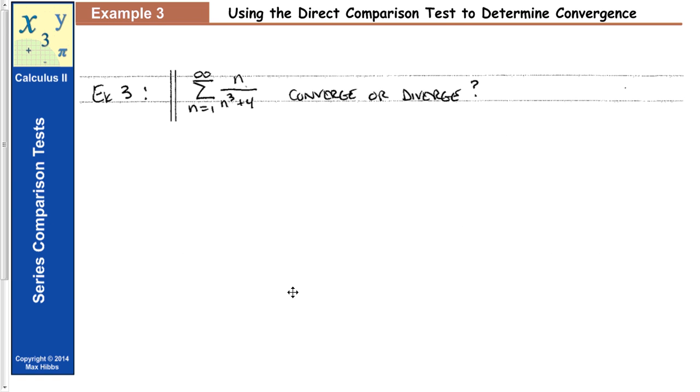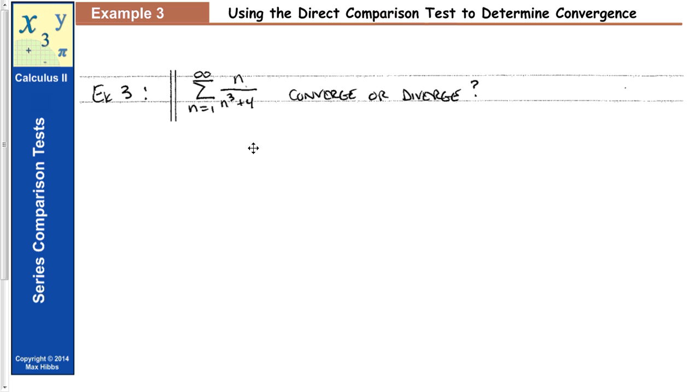Let's determine here, we're asked to determine the convergence or divergence of the series of n over n cubed plus 4. Now, again, we're using the direct comparison test. So we've got to come up with another series that we know something about.